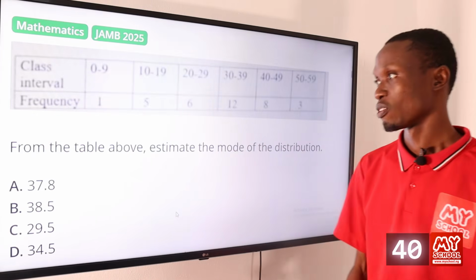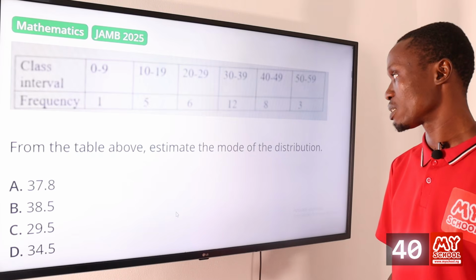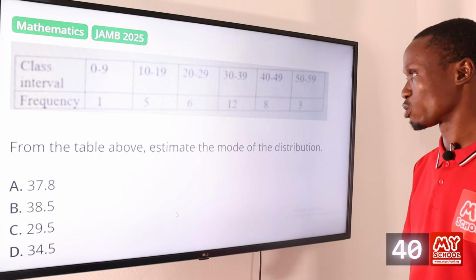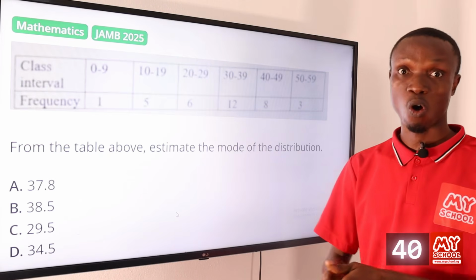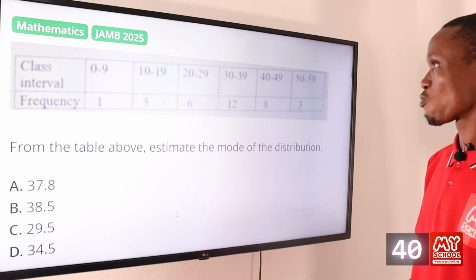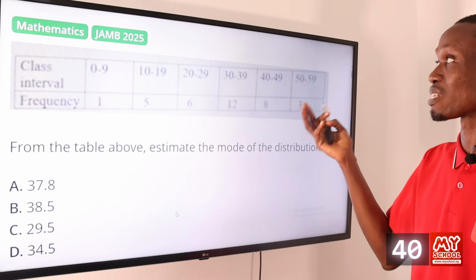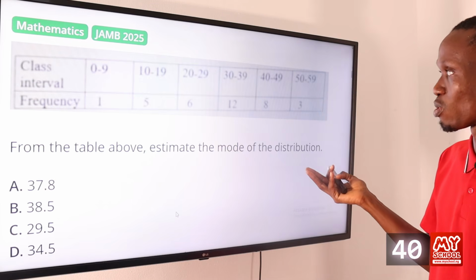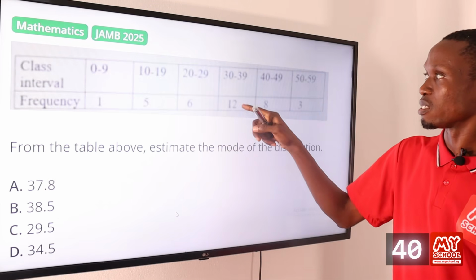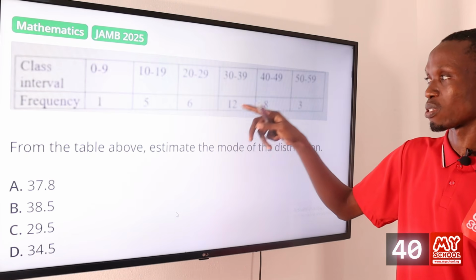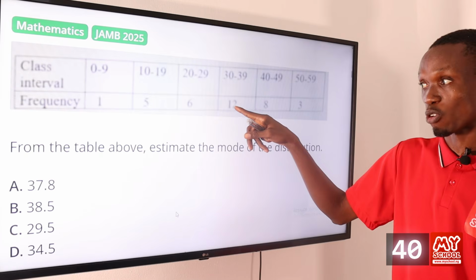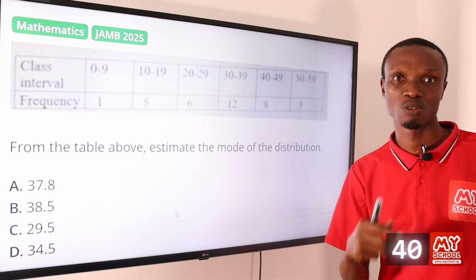Question 14. From the table above, estimate the mode of the distribution, right? So mode simply means the most occurring data. So from the table above, first of all, let's identify the modal class. So the modal class here is 30 to 39. Why? Because it has the highest frequency. So let's move over to the board to provide the answer to this question.